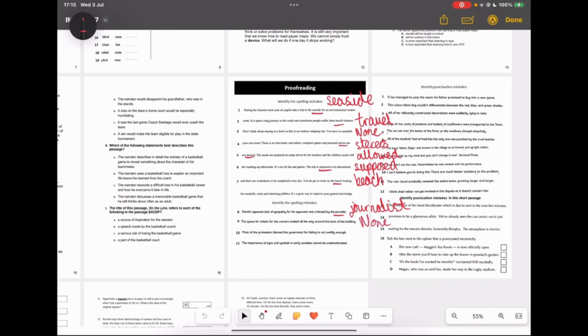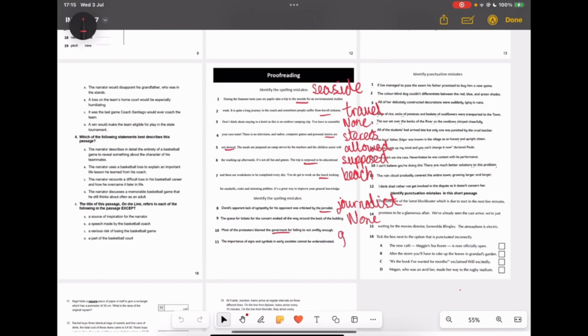10. Most of the protesters blame the government for failing to act swiftly enough. So this will be government. Government. So you need to add an N in between the R and the M. 11. The importance of signs and symbols in early societies cannot be underestimated.